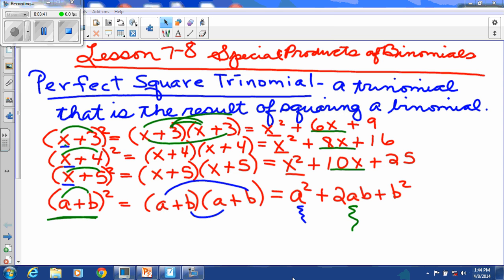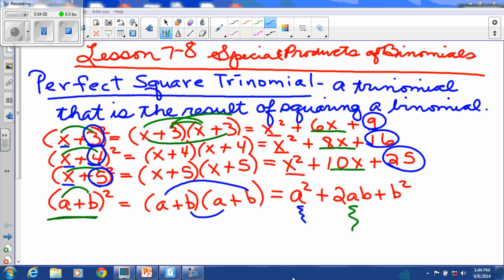The last term of our trinomial is simply found by squaring the last term of the binomial. So for the first one, you square 3 to get 9. For the second one, you square 4 to get 16. For the last one, you square 5 to get 25. And in general, you square the last term b to get your b squared. These are the patterns. Now let's try some examples.